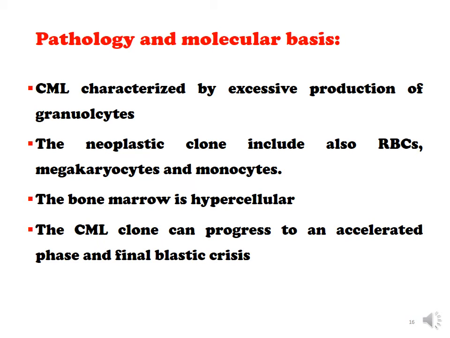in the granulocytes. The CML clone can progress from just being a chronic phase to an accelerated phase, and then ends up maybe in a blastic crisis, which means it turns into an acute leukemia.